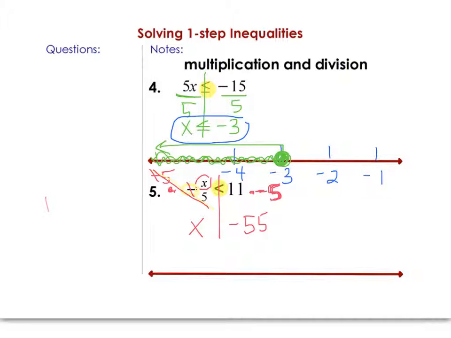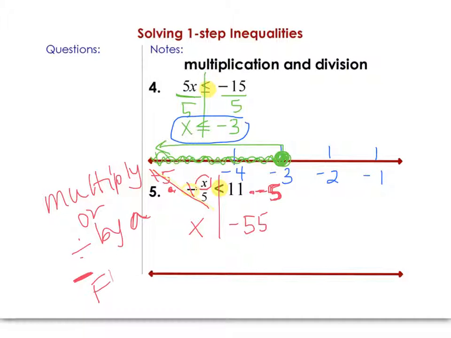Well, if I multiply or divide by a negative, I flip my sign. So it was less than, it's going to become greater than. So x is greater than -55.